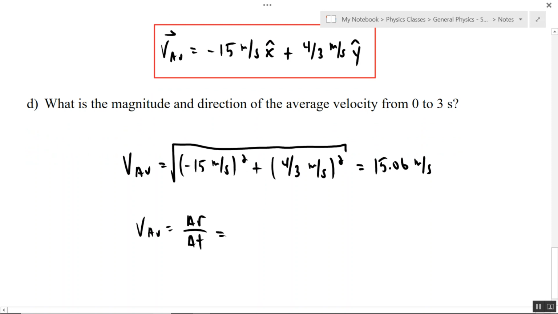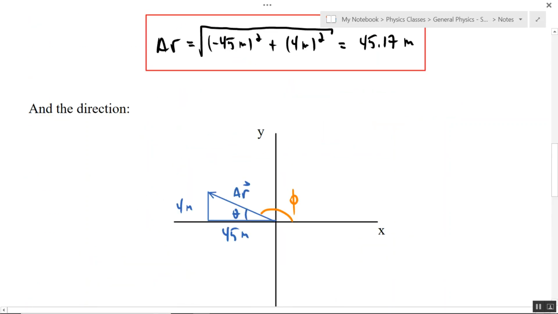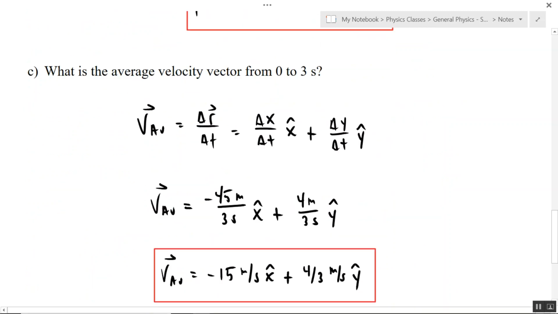something that we talked about yesterday. If you take a vector and you divide it by a number, right? The magnitude of the vector is the magnitude of the original vector divided by the number, right? So basically, if you know the magnitude of delta r, which is what we did in the last part, which is 45.17.